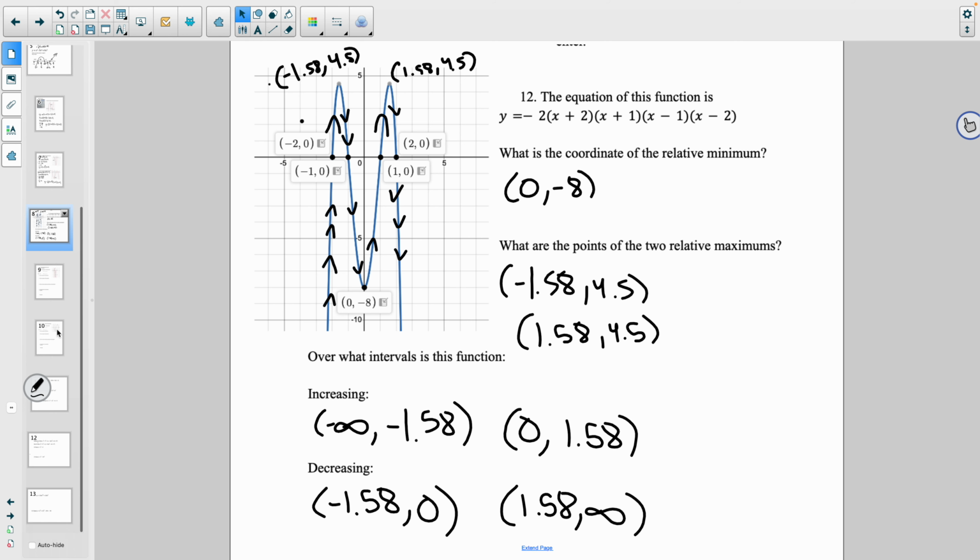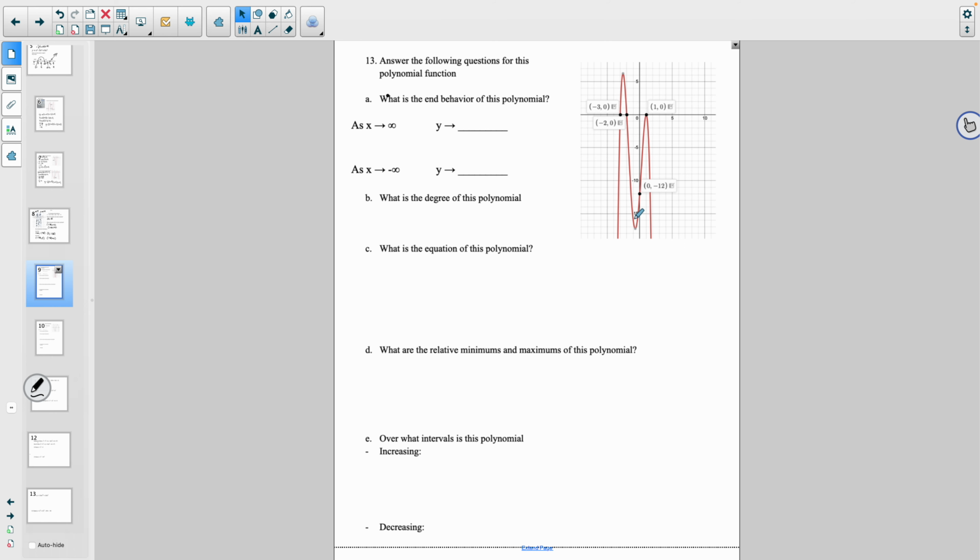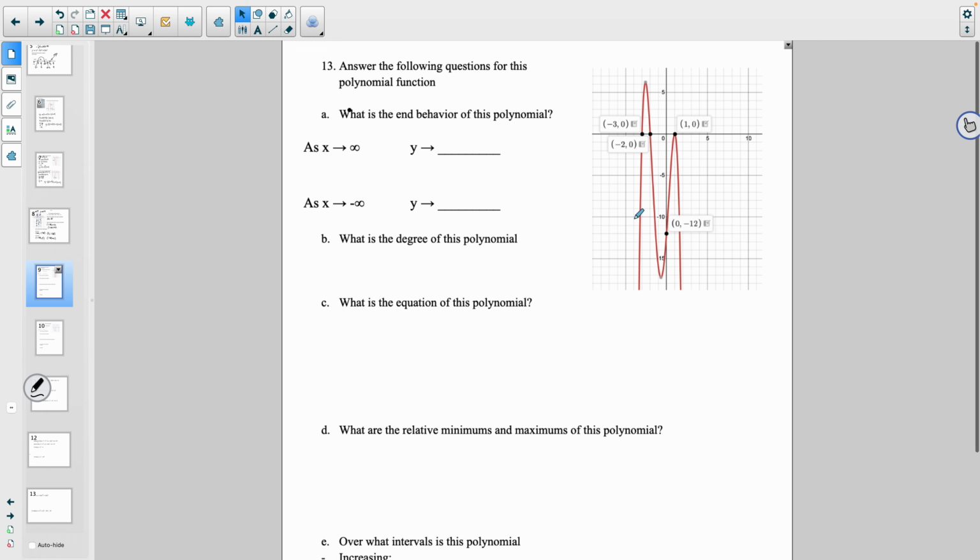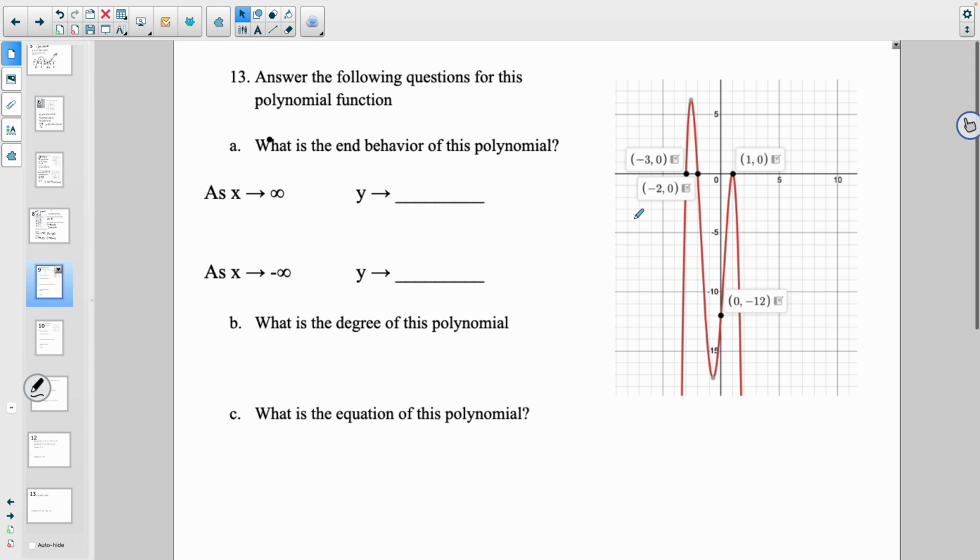All right, let's look at this one. So here, this one's pretty similar, right? Let's look at our end behavior. We see this one's both pointing down, so we can give it our negative infinities. Seems like we have an even degree with a negative leading coefficient. Our degree here ends up being 4, because I have 3 x-intercepts, one of them with a multiplicity of 2.